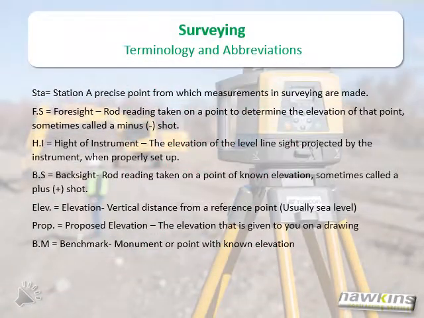Terminology and abbreviations. Station, a precise point from which measurements and surveying are made. Foresight, rod reading taken on a point to determine the elevation of that point, sometimes called the minus shot. Height of instrument, the elevation of the level line sight projected by the instrument when properly set up. Backsight, rod reading taken on a point of known elevation, sometimes called a plus shot.